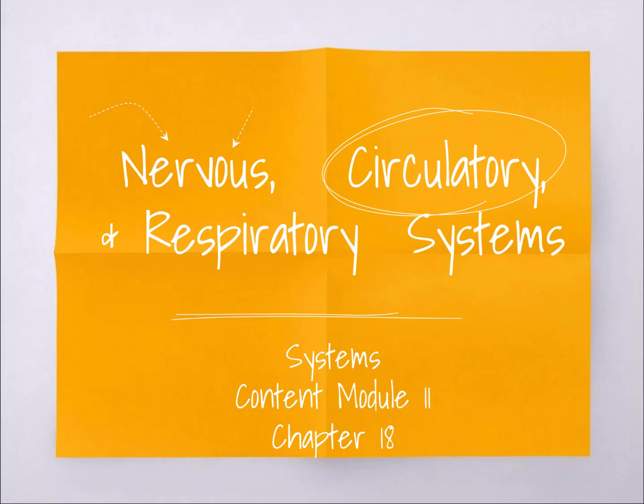This is going to be the beginning of Content Module 11. If you're following along in the textbook, we are working with Chapter 18 today. And this is really going to be an overview of the nervous, circulatory, and respiratory systems. And so we are now moving out of the digestive system into some of the other crucial systems that we'll see in livestock species.